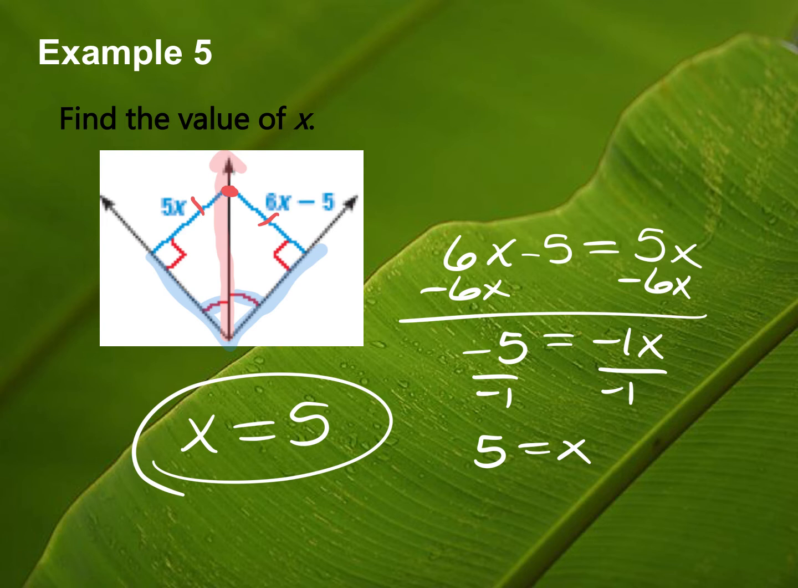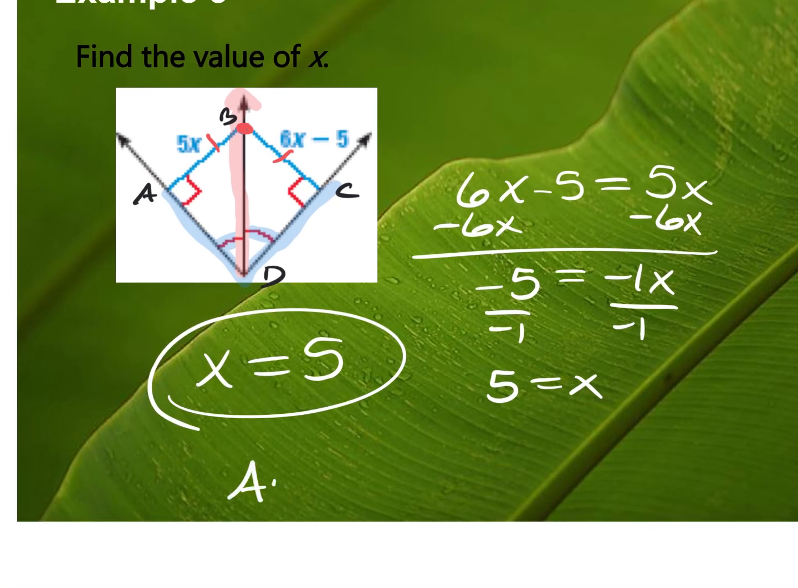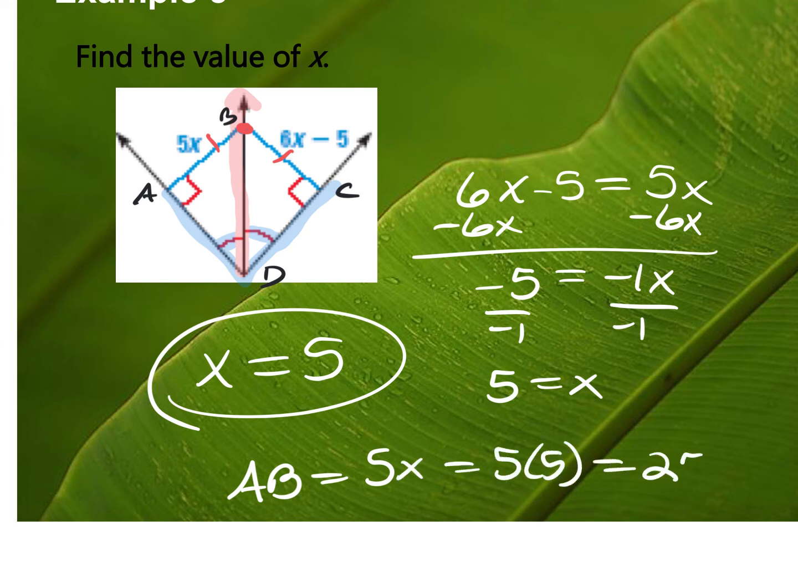If it asks you to go back and find the length, let's say I added in letters here. Let's say I said this was A, B, C, D, and they asked me to find the length of AB. Then I would have had to take 5x and plug in 5, multiply, and the length of AB would be 25.